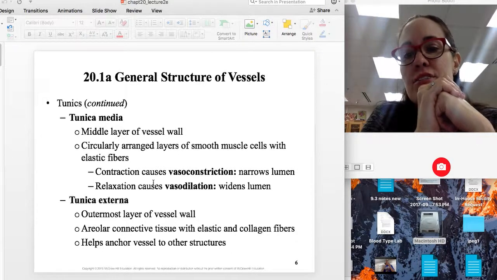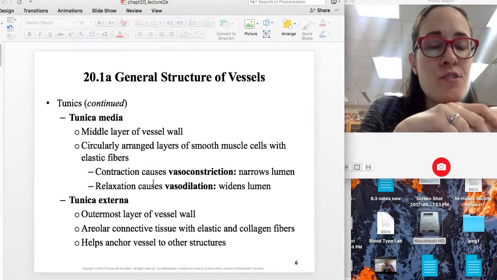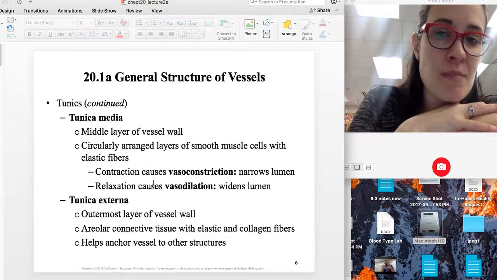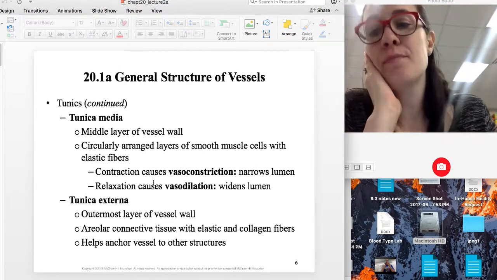The outer layer is the externa. Not really to know much about that, except it's made up of tissue that helps anchor it to the tissues around it.